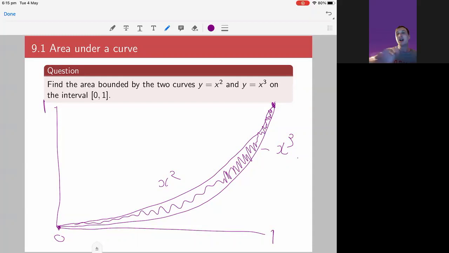Well, actually, maybe this can be another question for the audience. How would you find the area between two curves like this? What is the geometric way we could do this?